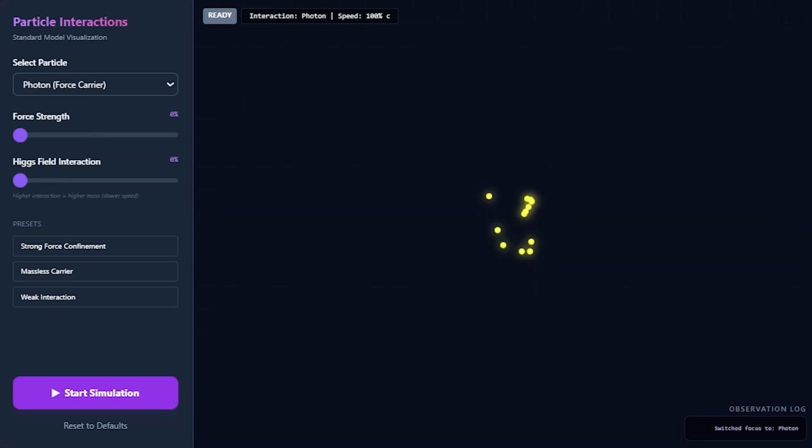Notice that photons have zero interaction with the Higgs field, which is why they are massless and travel at the speed of light. The Higgs interaction slider simulates the drag a particle feels. More interaction results in more mass and slower movement. Quarks interact strongly with each other and have significant mass due to their interaction with the Higgs field.